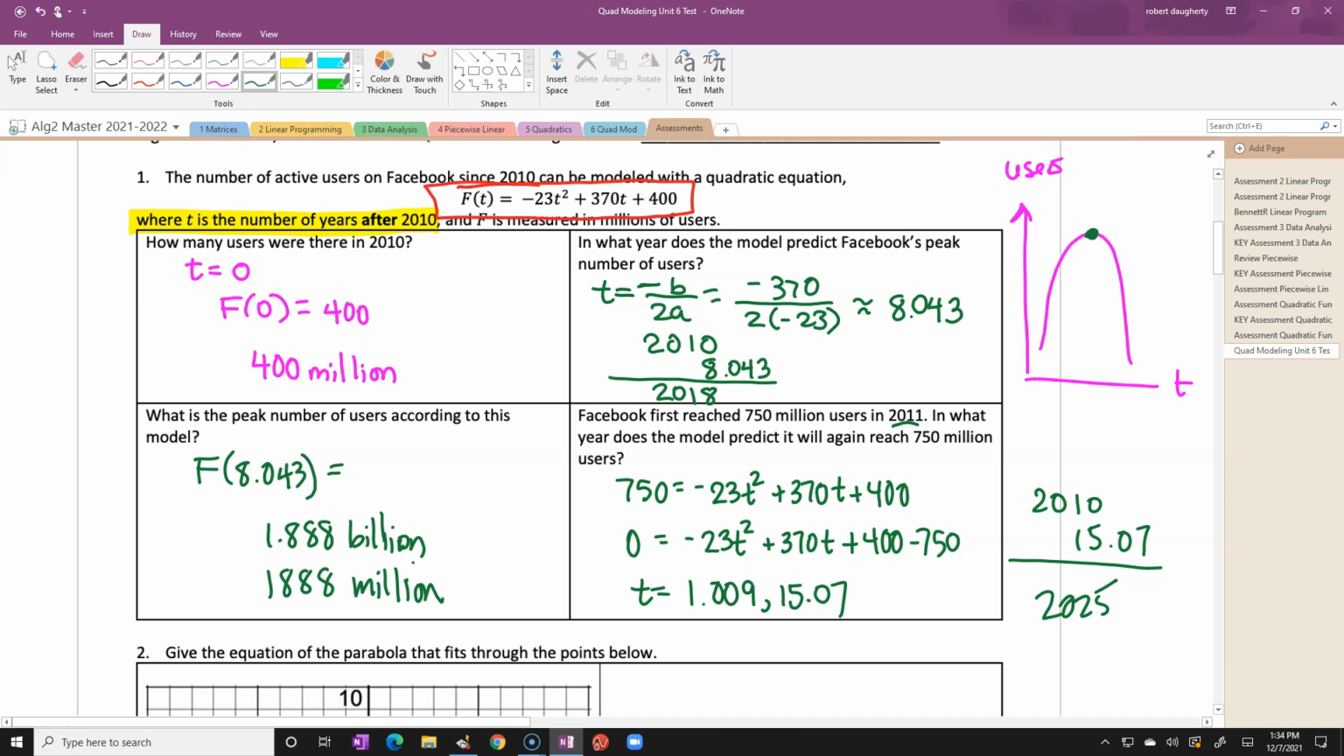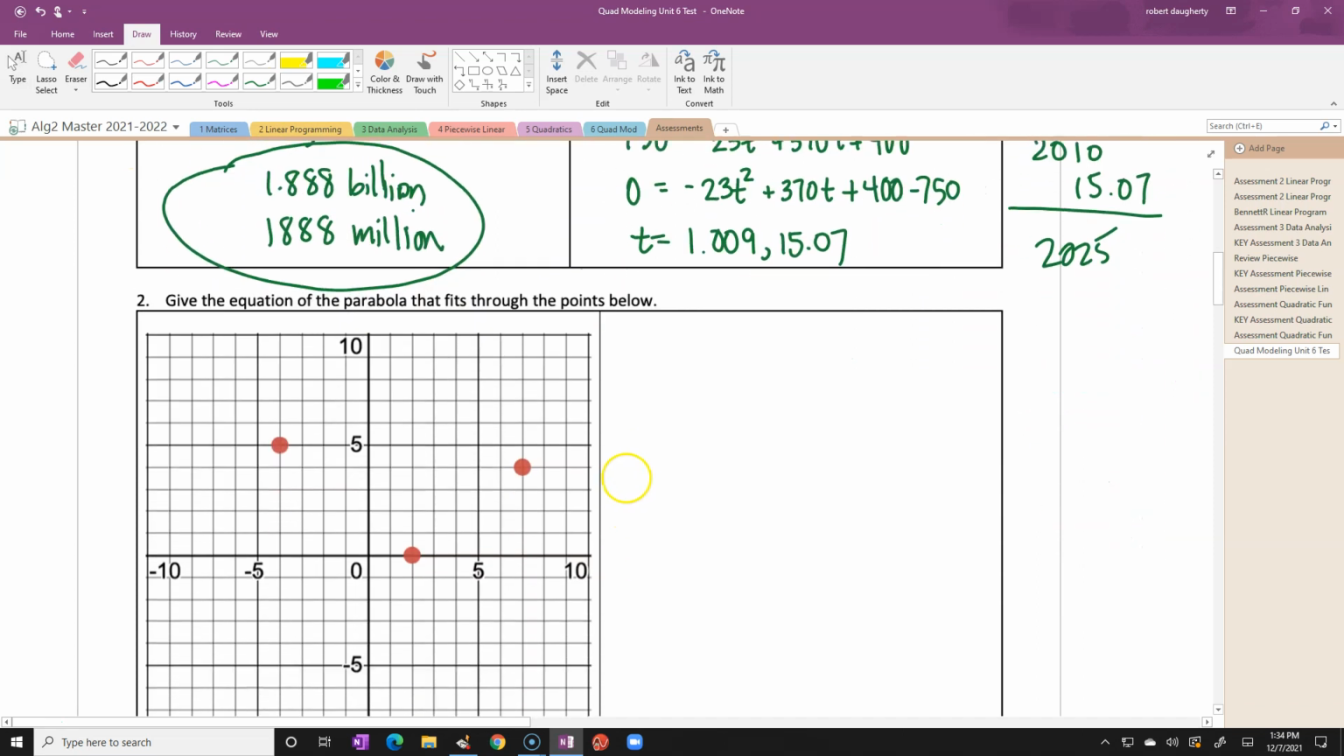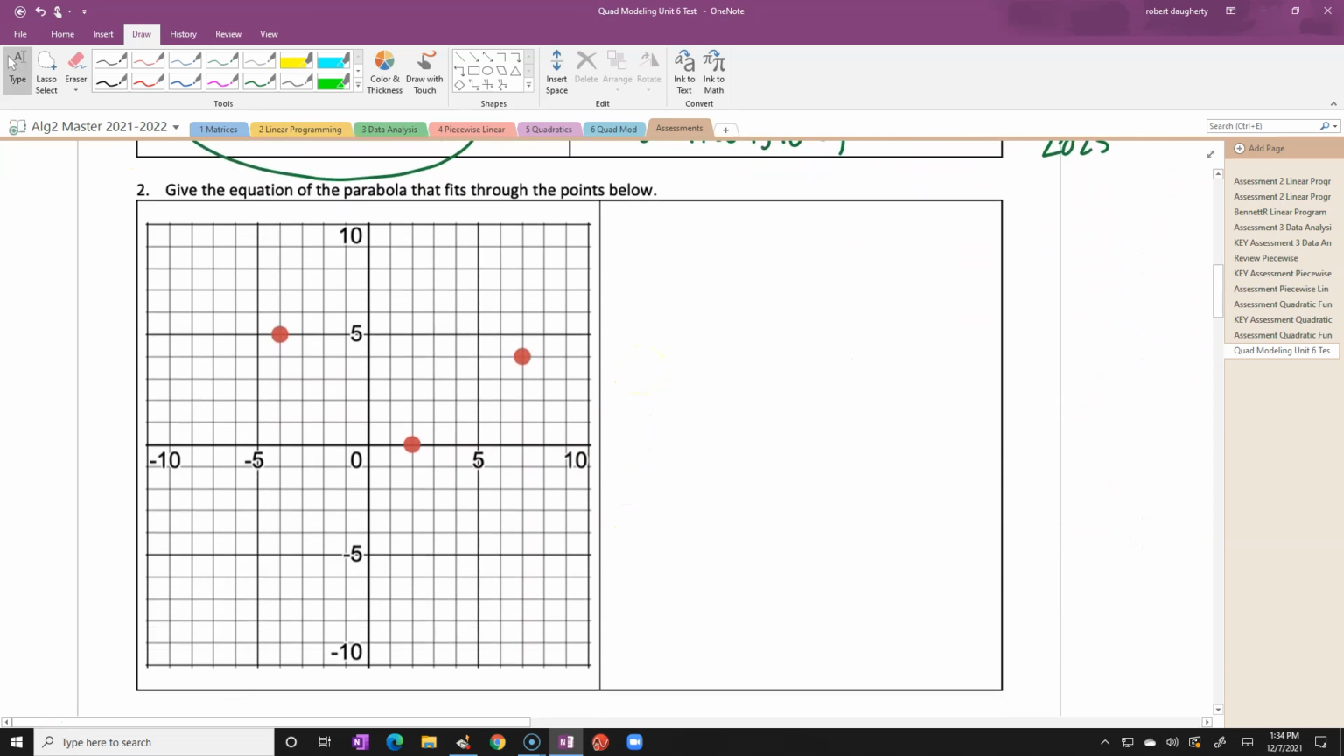Okay. So again, I gave you the quadratic model. What did I ask you for? I asked you what f of 0 is. I asked you for the x coordinate of the vertex. I asked you for the y coordinate of the vertex. I asked you to set it equal to 750 and solve it. Okay. Give the equation of the parabola that fits through these points.